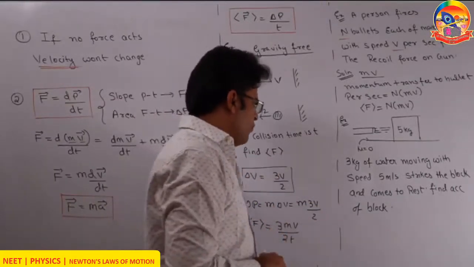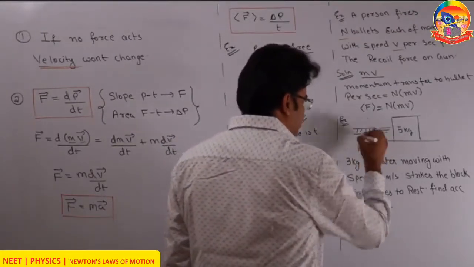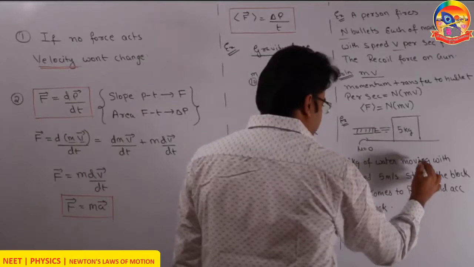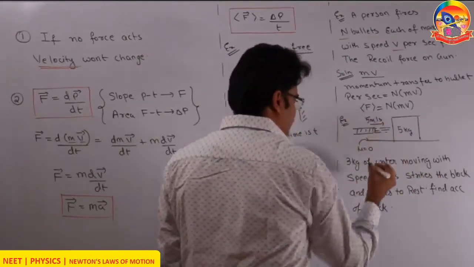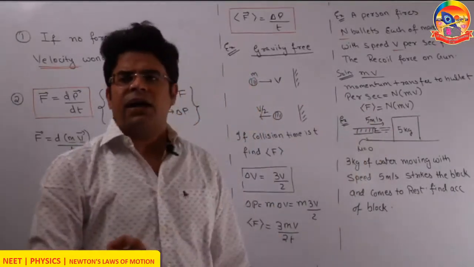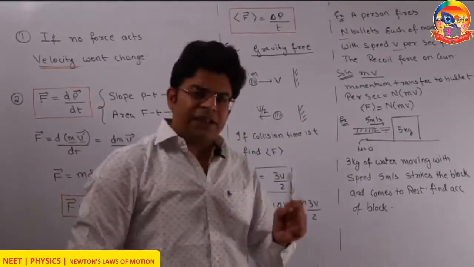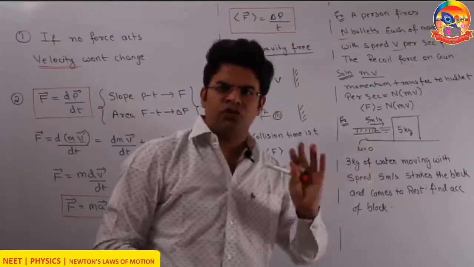Let's take one more example. There is this pipe from which water comes out. 3 kg of water moving with speed of 5 meter per second. So this water comes out and moves with speed of 5 meter per second. It strikes the block and then comes to rest. Find the acceleration of the block.